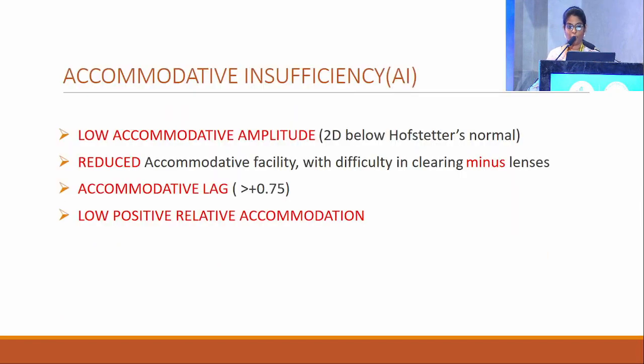Now, coming to accommodative insufficiency, how can you diagnose a case of accommodative insufficiency? When there is low accommodative amplitude, that is 2 diopters below the Hofstadter's normal value, and the accommodative facility is reduced, and when there is difficulty in clearing the minus lenses, and when there is accommodative lag on MEM retinoscopy with a value of more than 0.75, and low positive relative accommodation.